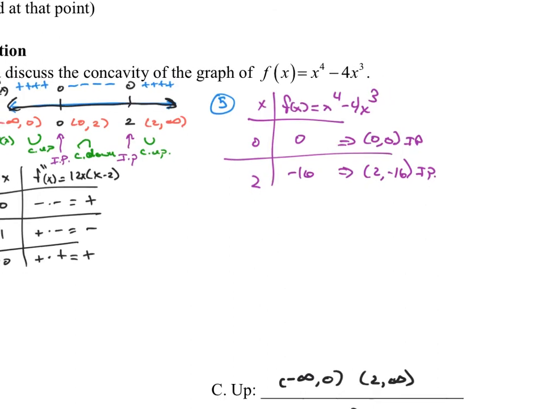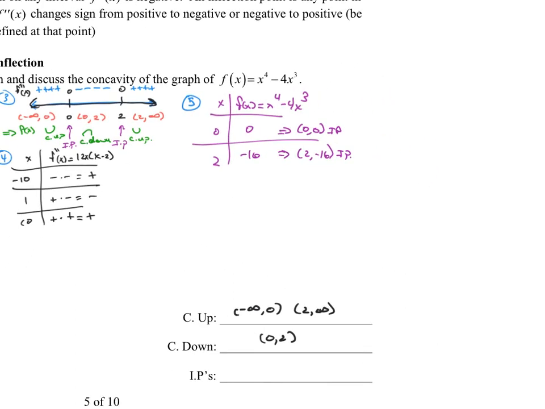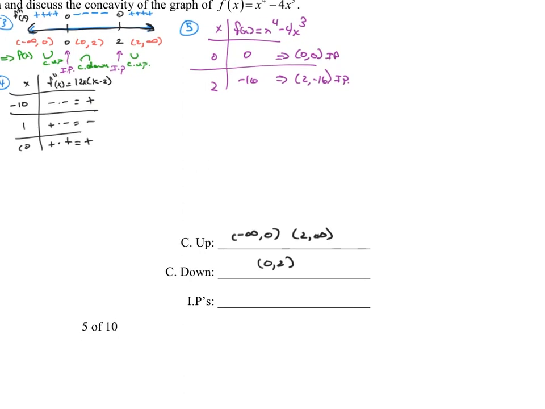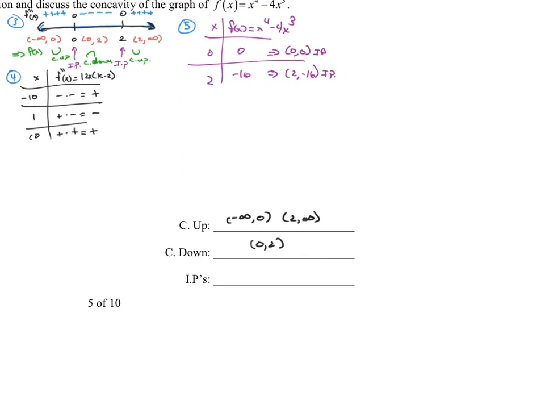So there are my two inflection points. Again, those are inflection points because they are in the domain of the original function, and they change concavity, or the second derivative changes sign, at those points. So my inflection points would be 0, 0, and 2, negative 16.